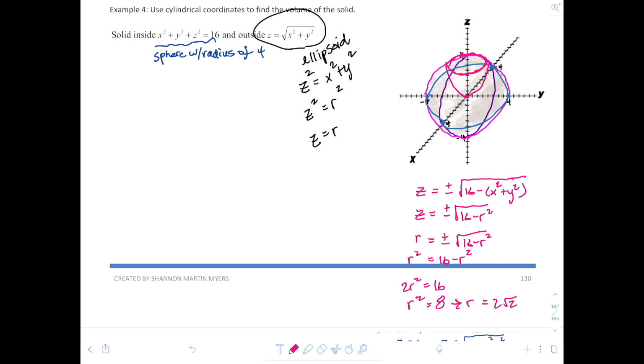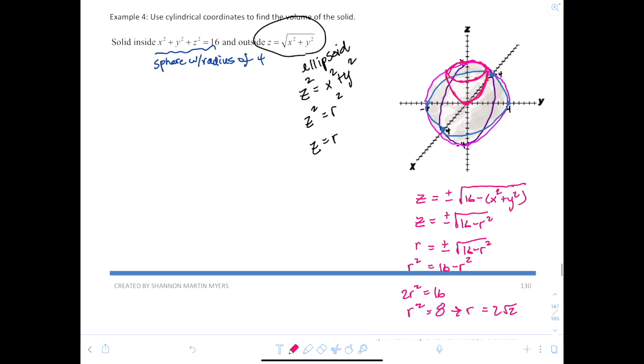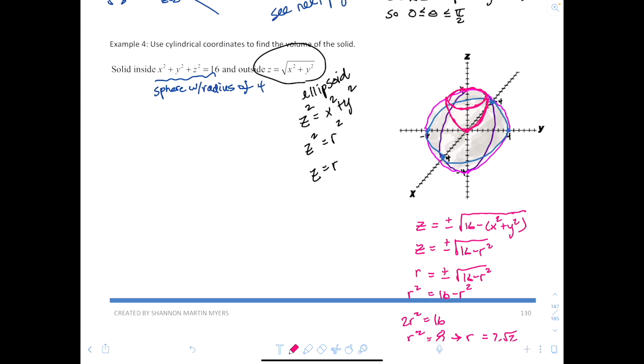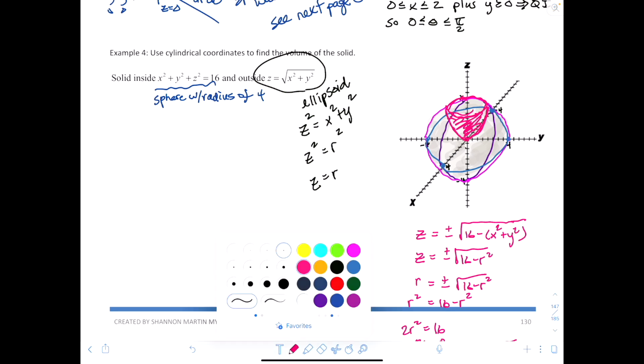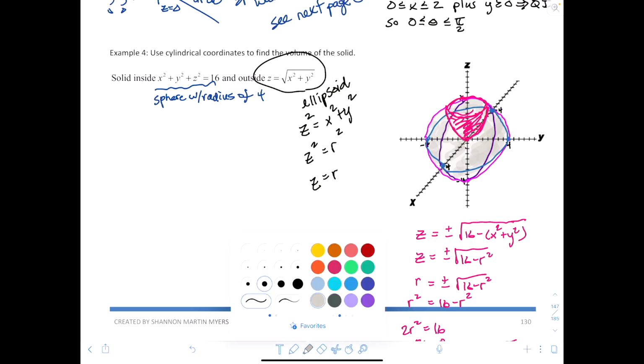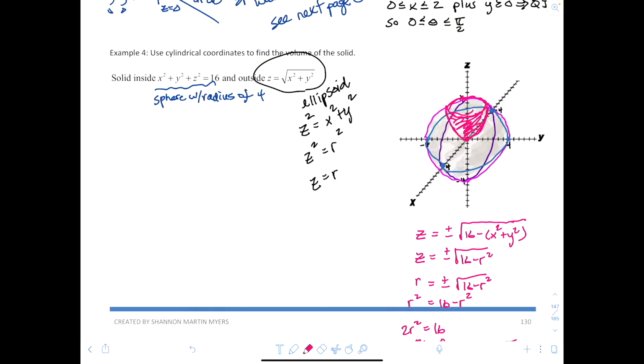So our solid, they want us to find the solid that's inside the sphere and outside of this part. So we're going to have to subtract out all of this pink right here. Okay, so we will do that. Okay, so let's do it.